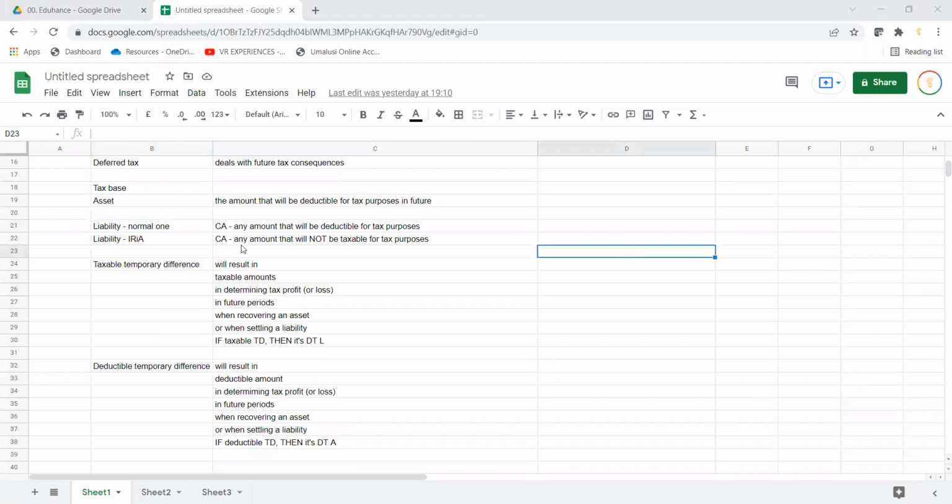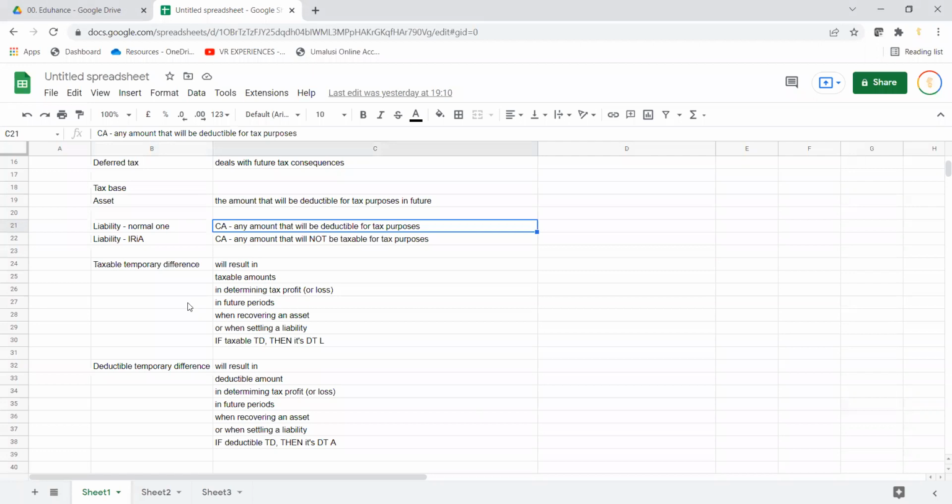So with a normal definition, well, the word normal doesn't sound right in my head. So let's just change this to general. Remember, the accounting standard doesn't call it general. Okay, so I'm calling it the general one. So for a normal liability, it is the carrying amount.